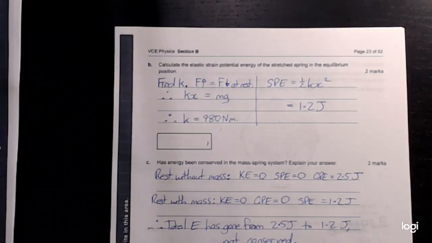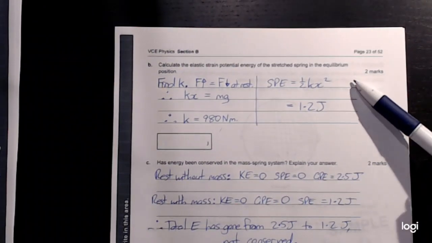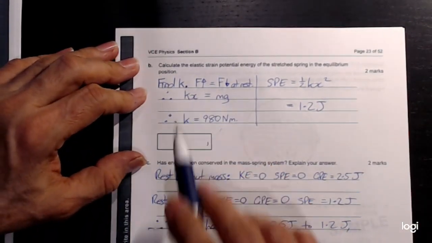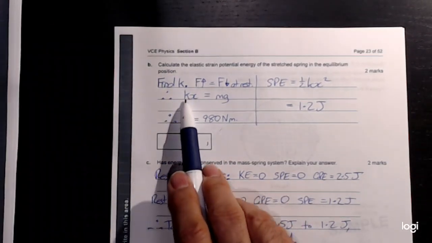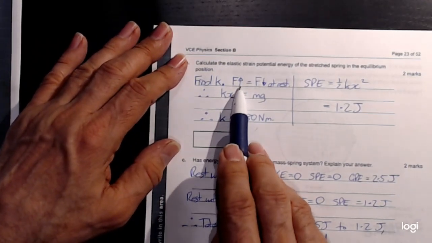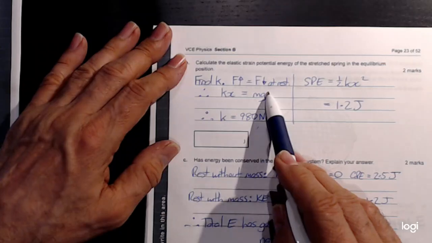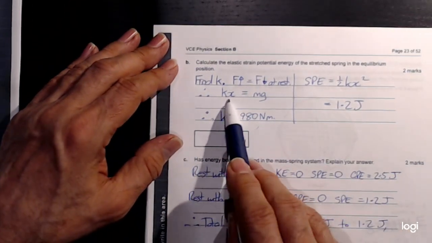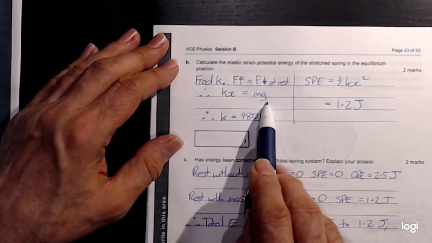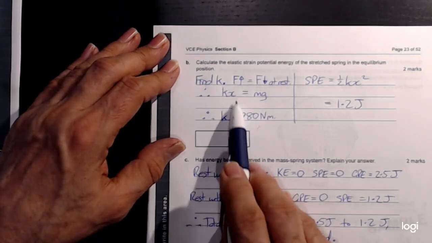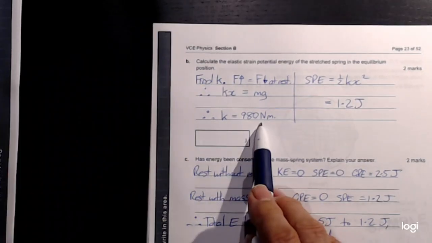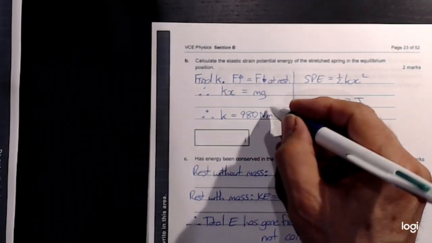Calculate the elastic strain potential energy of the stretched spring in equilibrium. Okay, they didn't tell you what the spring constant was, so you had to find that first. So when it's resting, the force pulling the bouncer up has to be equal to the force pulling it down when it's not moving. In other words, kx, because F equals kx, is the strain force on a spring, equals mg. Solve that. You had everything else. You had 5 centimeters, 4 kilograms, 9.8, and you get that. K is 980 newtons per meter.